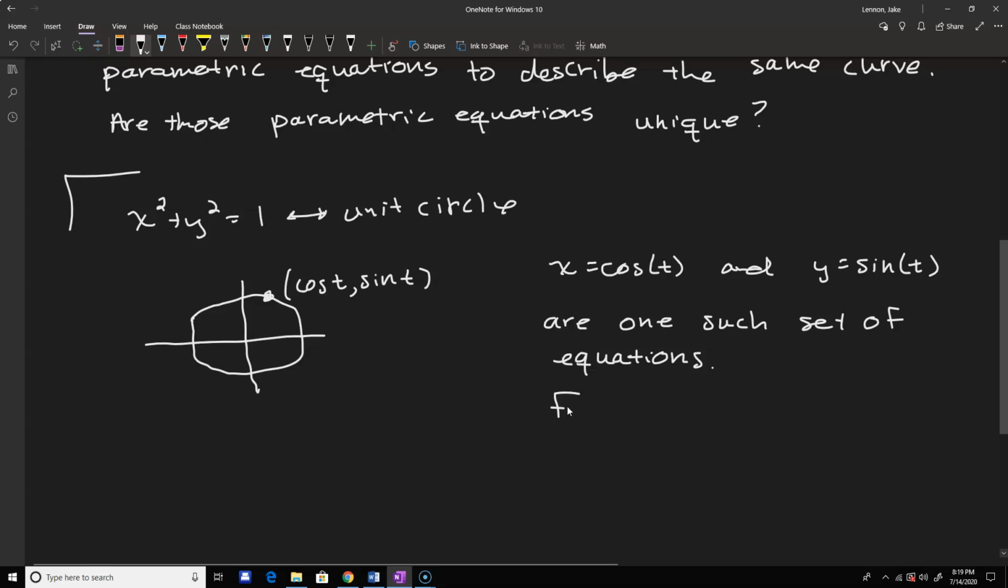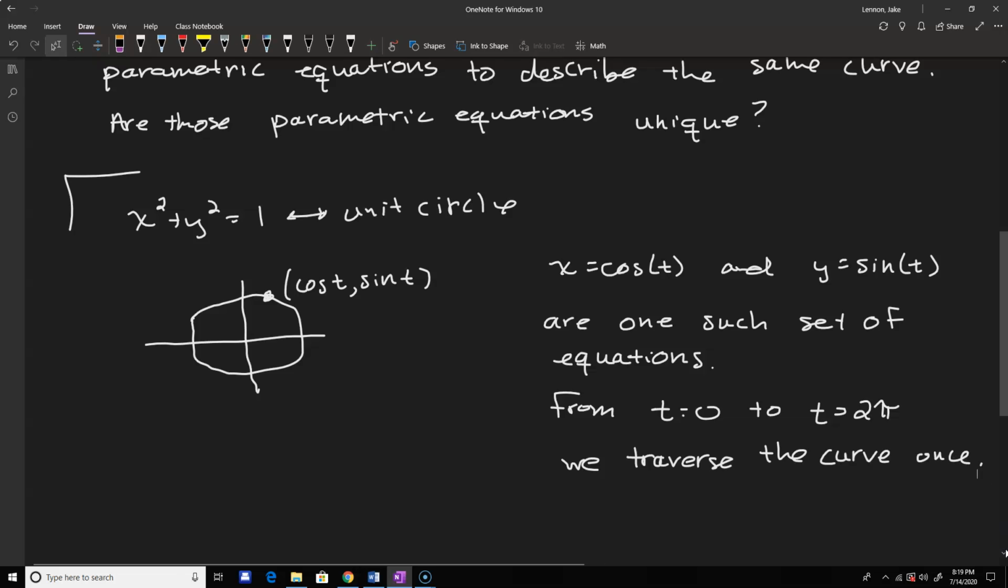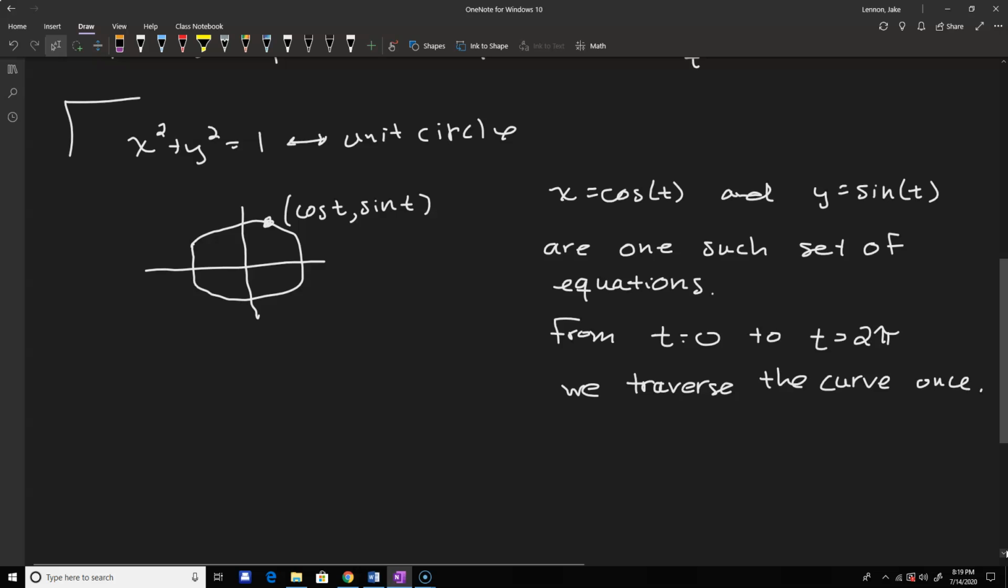How long is it going to take that set of parametric equations to describe the entire circle once? Well, from t equals 0 to t equals 2 pi, we traverse the curve once. So the follow-up question, is that collection of parametric equations unique? The answer is no. They are not unique.